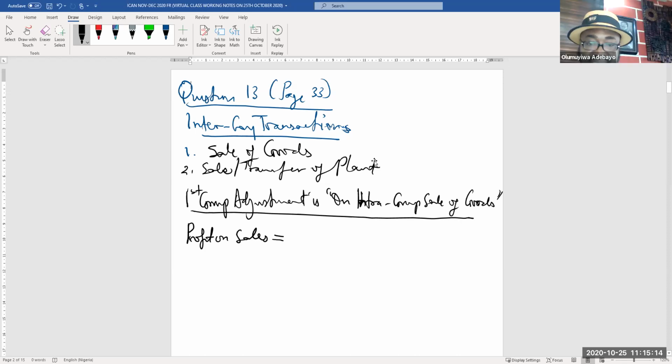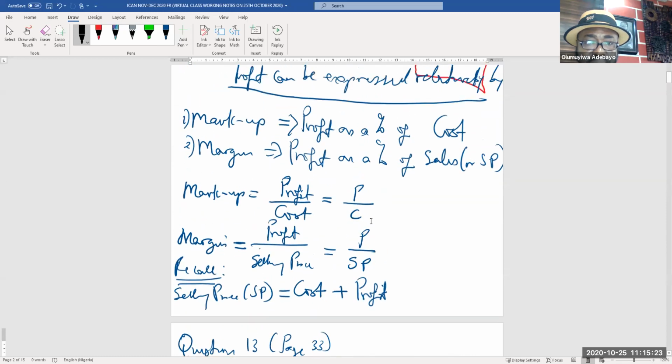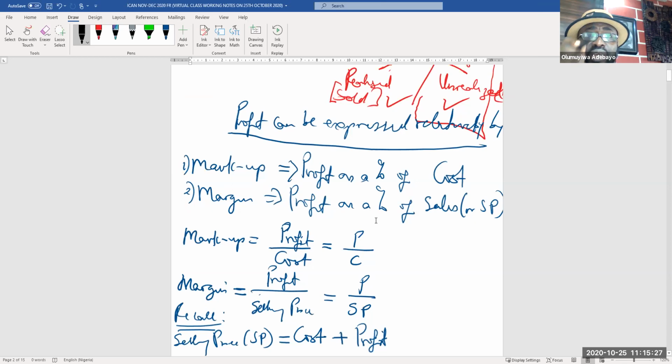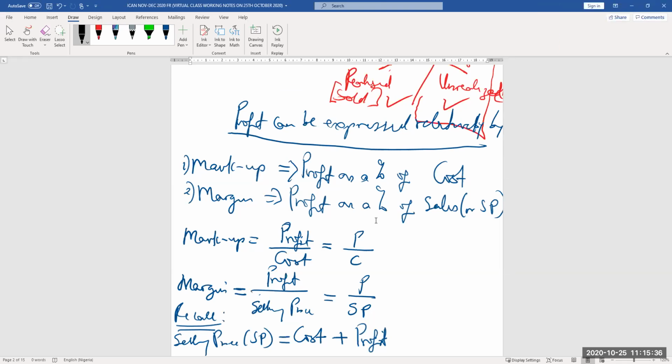Okay, now let me guide us. Even though you are right, let me guide us for future sake. You know, we have discussed something about margin and markup. Now, can you tell me the profit in this question, how is it being expressed? Is it expressed as a markup or is it expressed as a margin? And tell me why. It is expressed as a markup. Markup, why?